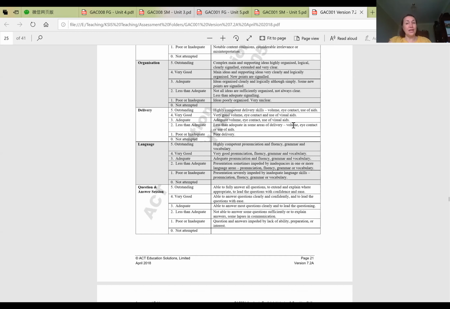So if you want to say, teacher, I think I'm adequate, but I want to get up to very good. What can I do? What sort of content do I need in my presentation to get up to that next level? Okay. So I would highly recommend that you read through all of this information and get comfortable with everything.